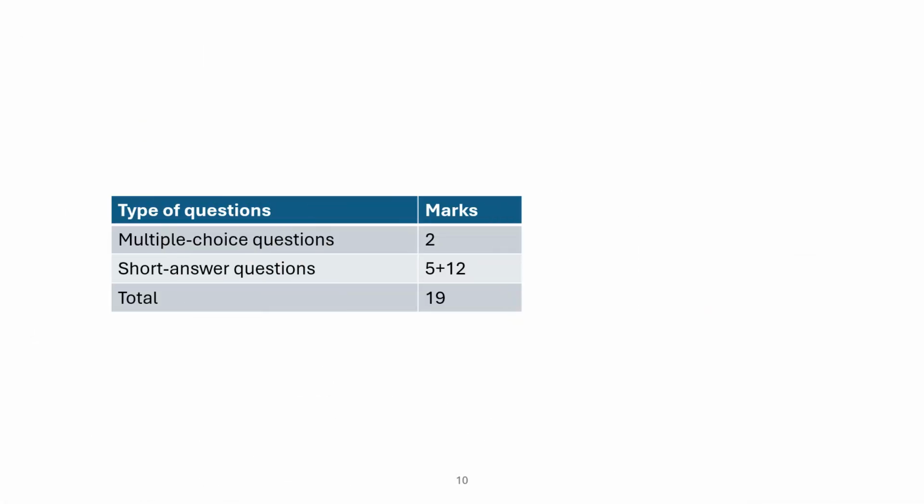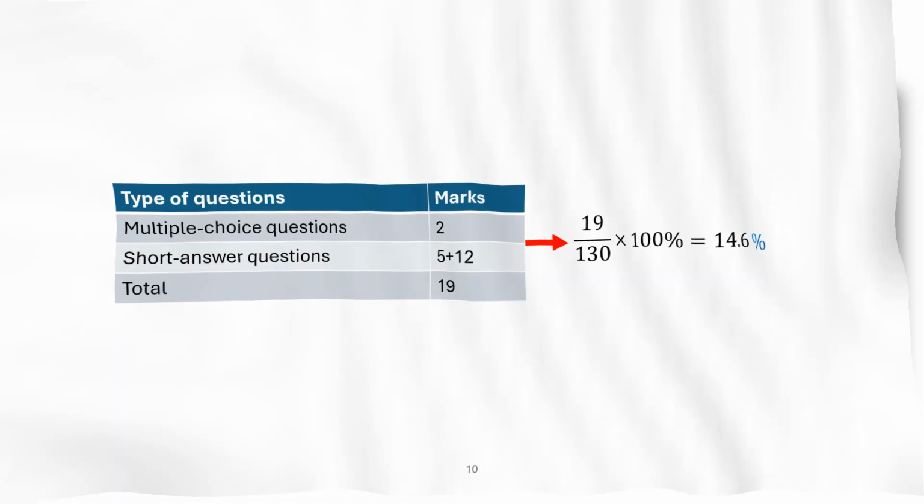In Newtonian mechanics, 2 multiple-choice questions are worth 2 marks, and 2 short-answer questions are worth 17 marks. The overall score for this section is 19 marks. With a total possible score of 130 points, the percentage for this section is 14.6% of the total score.